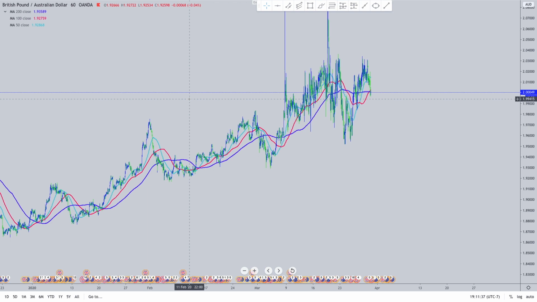So hopefully this was helpful. Hopefully you guys gained something from this. This is how I use moving averages. A lot of people might use them differently. This is just me, personal preference. That's how I use them.